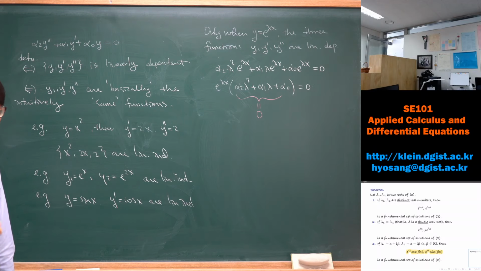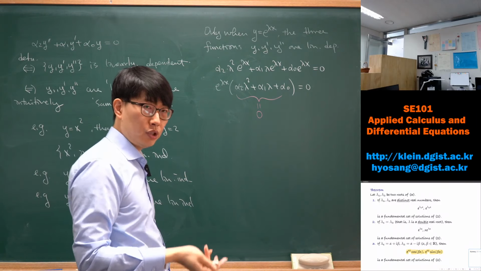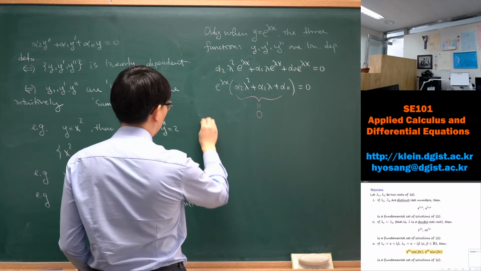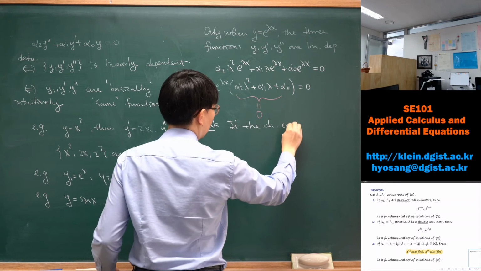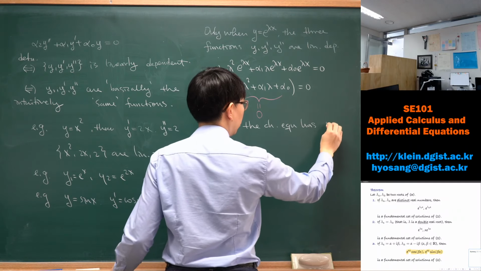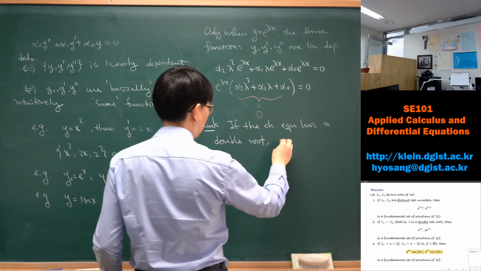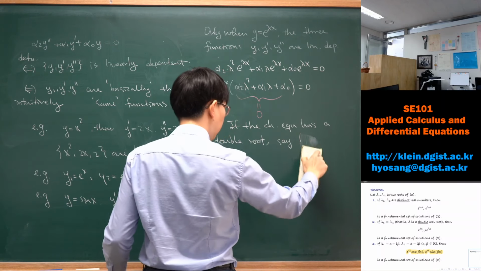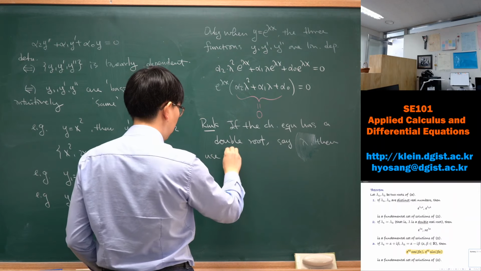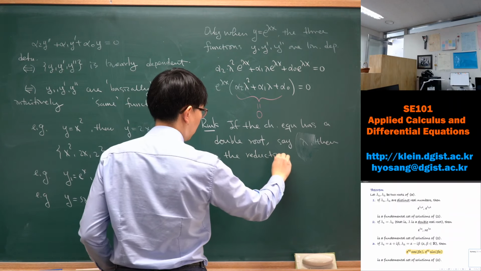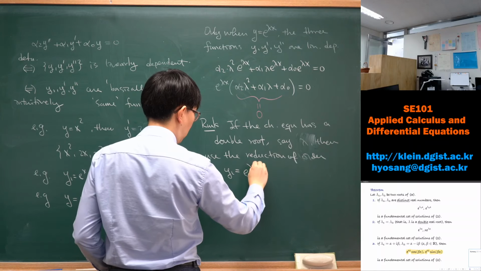And if you have the same lambda, which means that you have a double root here, you can simply use reduction of order to find the second solution. So the remark is that if the characteristic equation has a double root, say lambda, then use the reduction of order to y1, which is e to the lambda x.